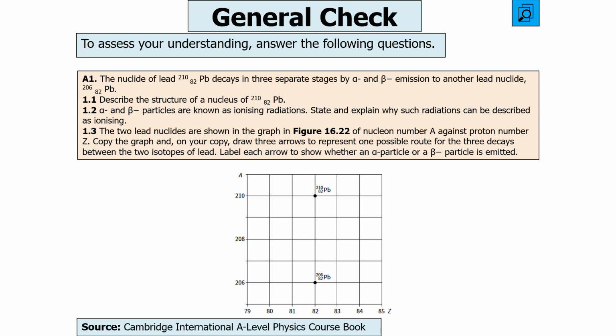And then the two lead nuclides are shown in the graph of nucleon number A against proton number Z. Copy the graph and draw 3 arrows to represent one possible route for the 3 decays between the 2 isotopes of lead. Label each arrow to show whether an alpha particle or a beta minus particle is emitted. So pause the video now, then unpause the video when you want to go through your answer.